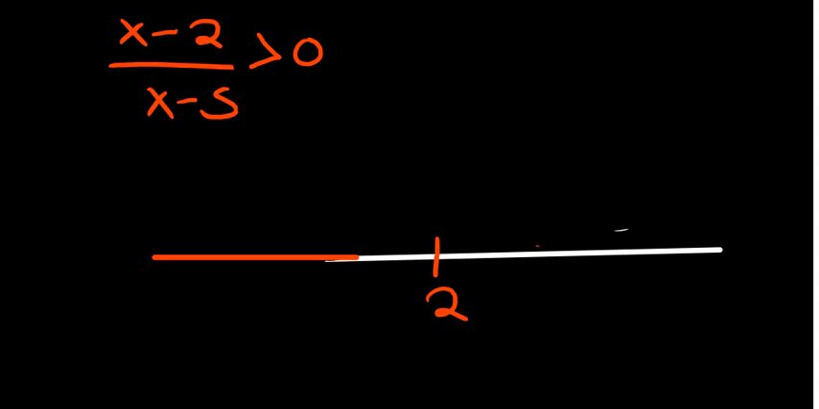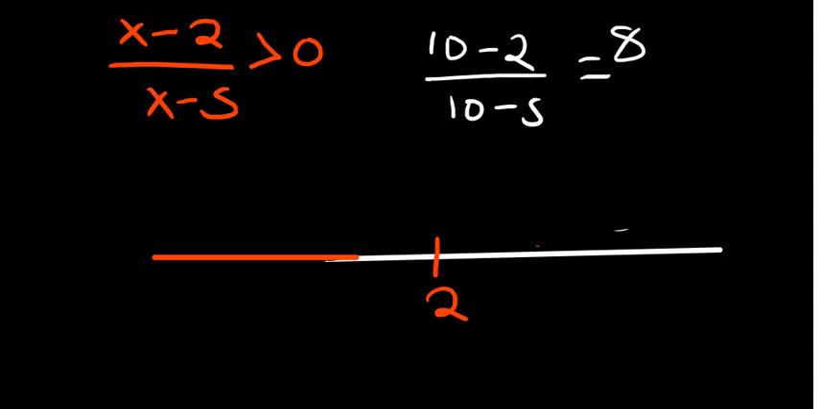Let's try 10. So 10 minus 2 over 10 minus 5. What are we going to have there? We have 8 over 5. So that's a positive value.